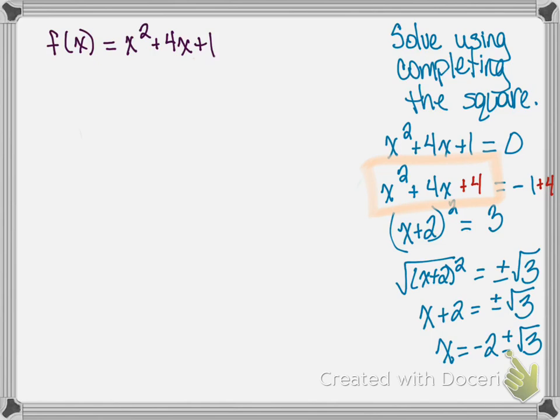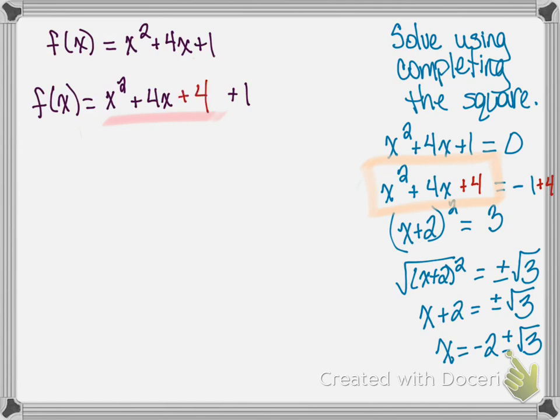Okay? So what I'm going to do is leave my f of x. So I have f of x right here. I'm not subtracting 1 from both sides because I've got to keep my f of x. So I have x squared plus 4x, and I'm just moving my 1 over some. And I'm going to focus on this right here. I'm going to create a perfect square trinomial right here. So I'm going to take half of 4, and I'm going to square it. So what is half of 4? And what's 2 squared? 4.